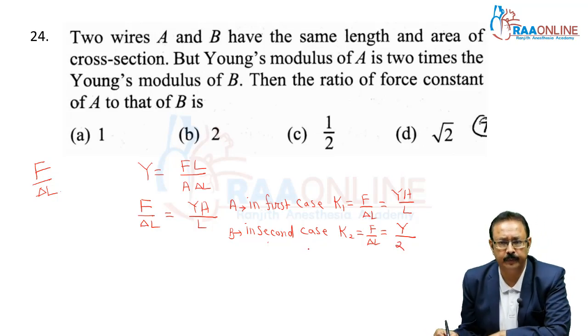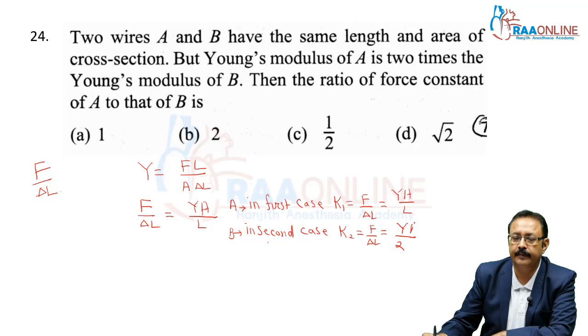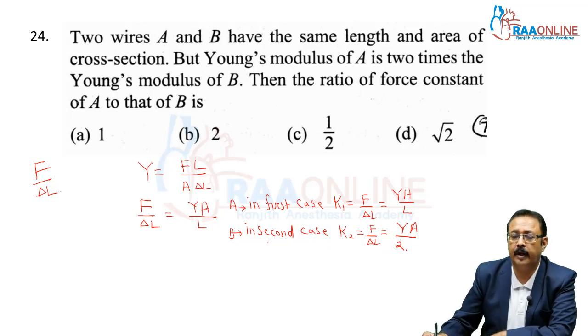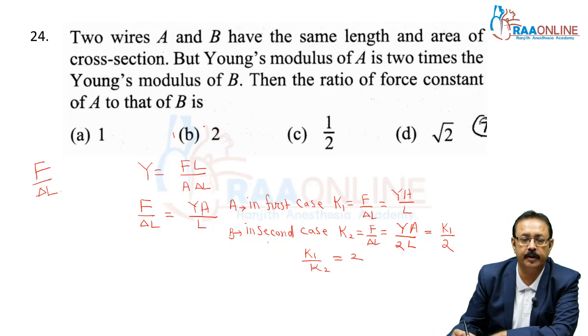What about A now? They are saying the area of cross section is the same, so we will put A. What about length? They are saying same length, so I am putting L. So what I am getting is YA by L for K1, and additionally I am getting 2 in the denominator for K2. So what is the ratio of K1 and K2? K1 by K2, force constant for first upon second, take 2 on this side, is 2. So we are going with option B.